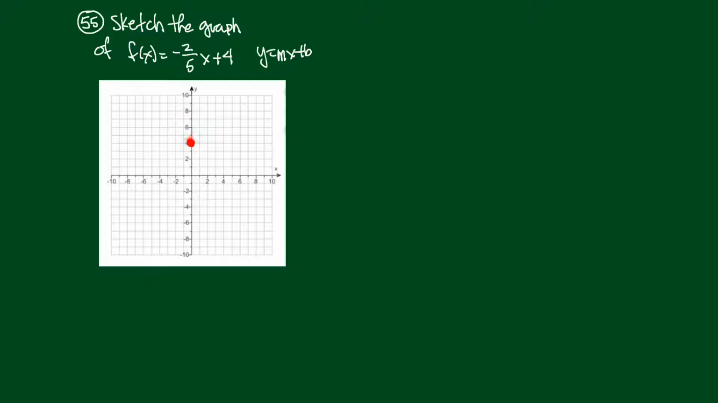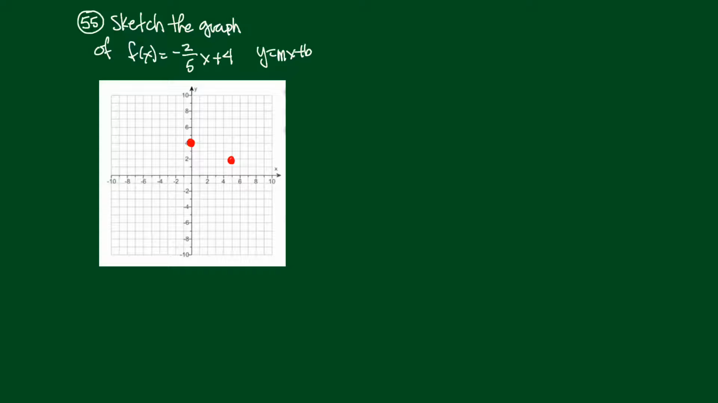But I'm going to start at this point, and then I'm going to go to the right 5, right, because it's positive. So I'm going to go to the right 5, and then look at that numerator. That numerator is negative 2. So I'll put the negative 2. That means go right 5, down 2. All right, so 1, 2, 3, 4, 5, down 2. I'll put a point here.